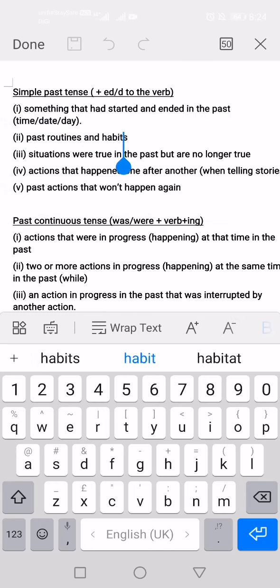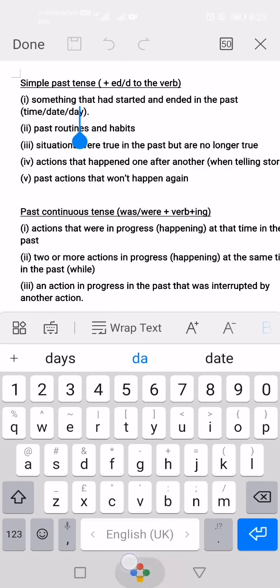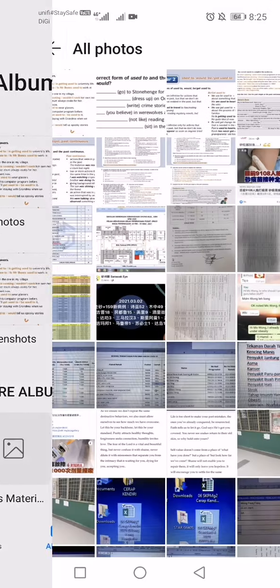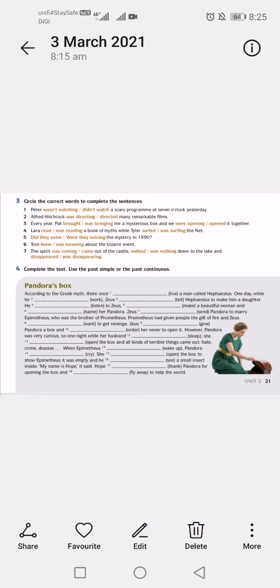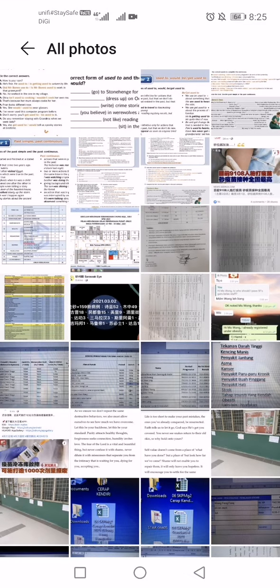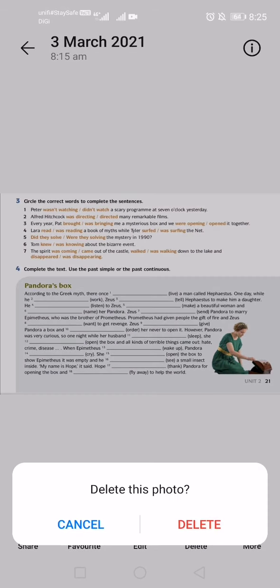In the past, usually how do you know? Got time, got date, and got day. Example, let's look at the example in your textbook. I believe you guys already gotten your textbook, right? You guys can open, okay? This is in page 21, yeah? It's in page 21. Okay, you can pause the video for a while if you want to open your textbook. This one, the example, no need to write, you just look at it.